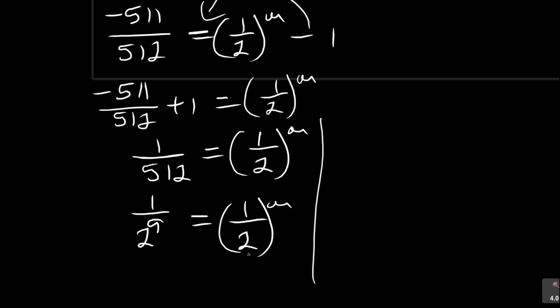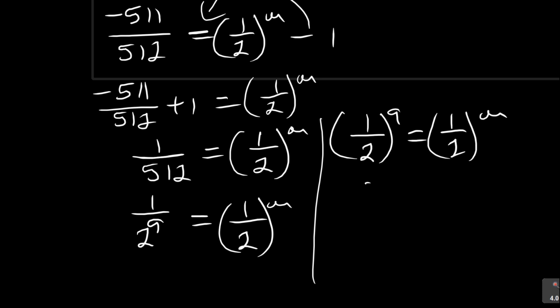So like that. Then after that, it's up to me what to do. You can actually even say 1 over 2, because this is the same as 1 over 2 to the power of 9 is equal to 1 over 2 to the power of m. Therefore, m is equal to 9.